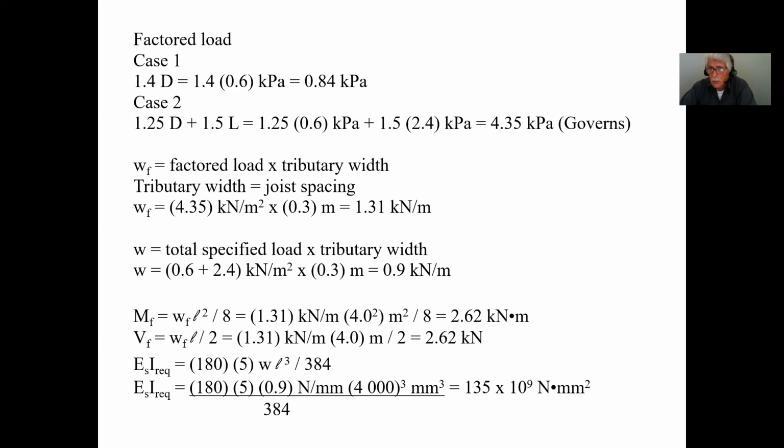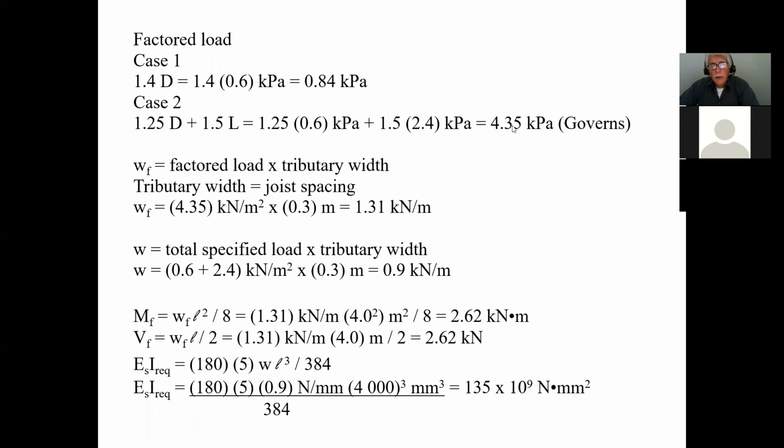So a quick question. For your EI, how do you know when you're going to use 180 or 360? Which formula? Because I'm mixed up on that. Okay. If your beam or your joist, whatever is supporting a floor or a roof, it can be your beam, it can be your joist. It doesn't matter what it is, as long as it's supporting a floor or a roof.